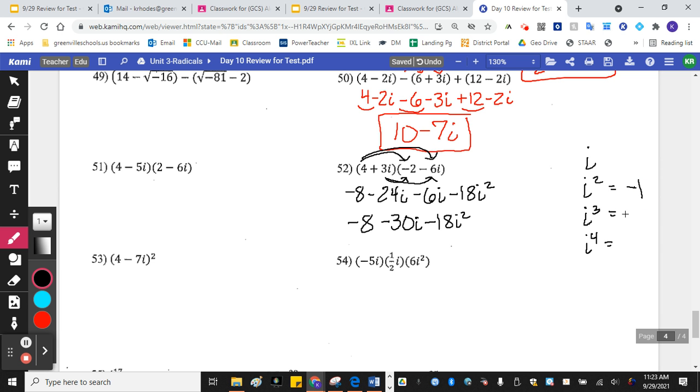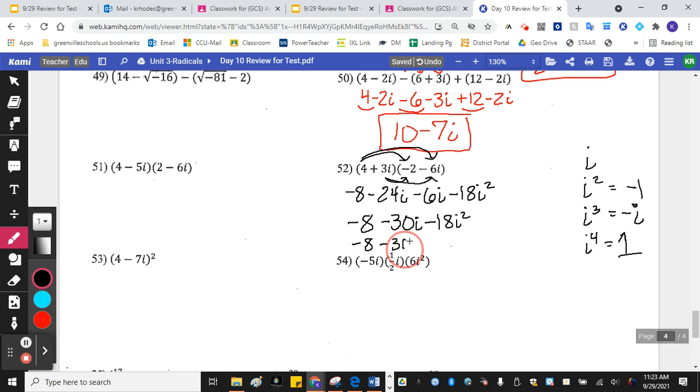I cubed. The part where it's just negative i, it's just laying in the bathtub, and 1. Negative i, negative i, 1. No, you're not saying it right. I mean, negative 1, negative i, 1. Negative 18 i squared. I squared is negative 1.